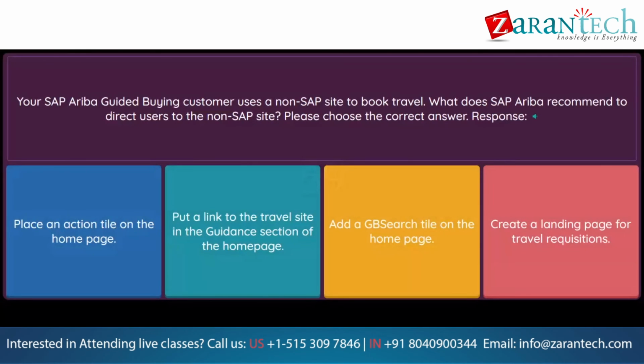Question, your SAP Ariba guided buying customer uses a non-SAP site to book travel. What does SAP Ariba recommend to direct users to the non-SAP site? Please choose the correct answer. Response. Option 1, place an action tile on the home page. Option 2, put a link to the travel site in the guidance section of the homepage. Option 3, add a GB search tile on the home page. Option 4, create a landing page for travel requisitions.